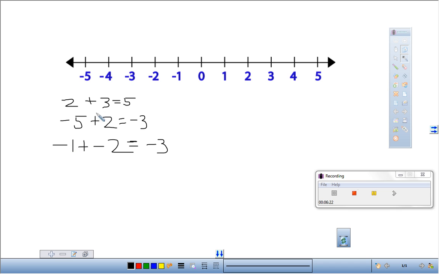And then last but not least, you start at -1. You go towards the negative direction, which means you're adding on more negative, 2 spaces. You get -3.